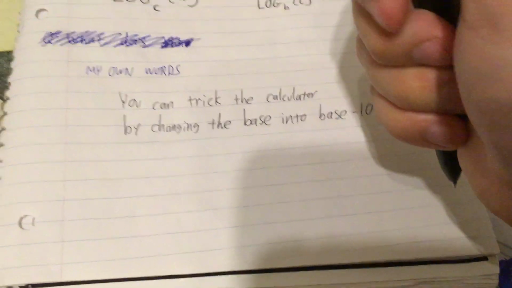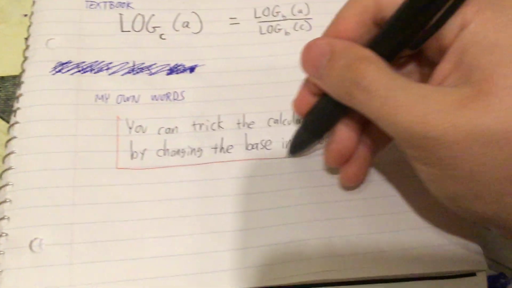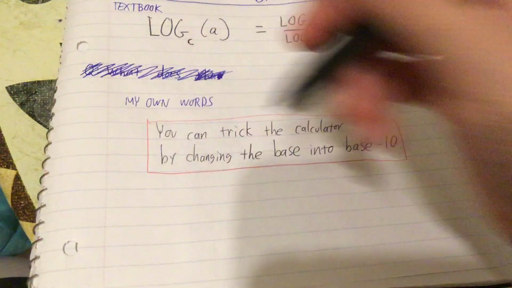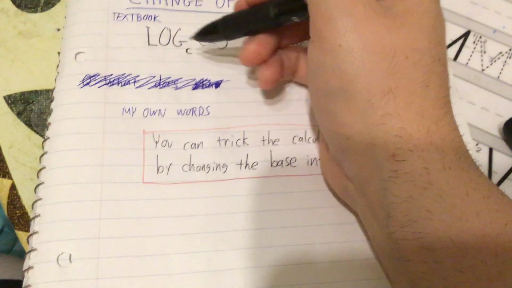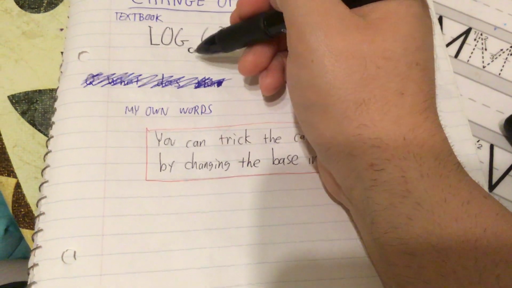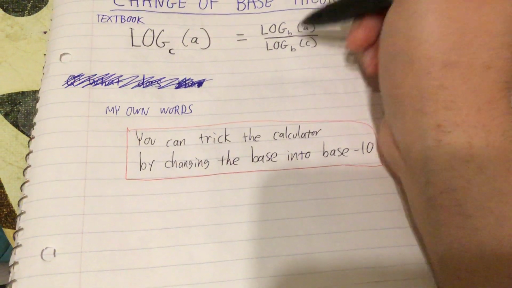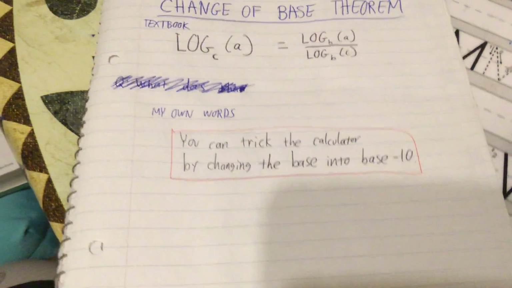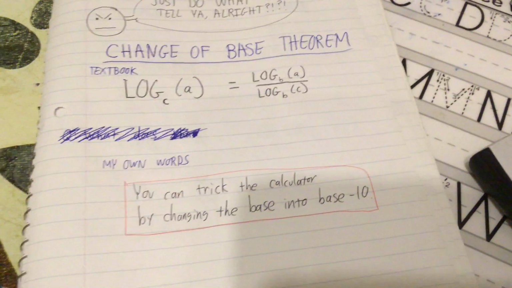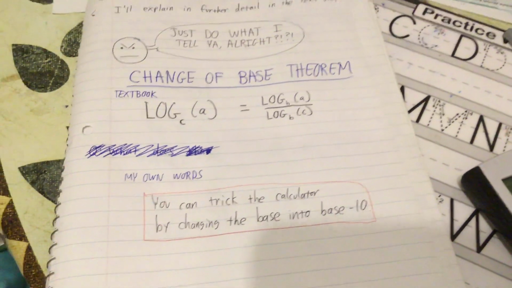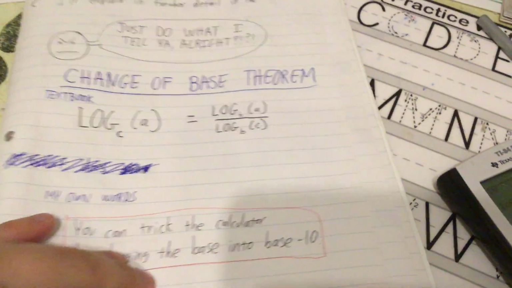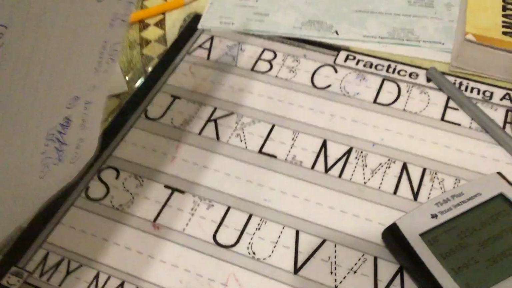That's the main idea of the change of base theorem: your calculator doesn't understand the base that the problem is giving you, so you have to convert it into a base that it understands. For now, base 10. There is another base that it understands, but for now, base 10. Okay, so now let's do some problems that could be on the test.